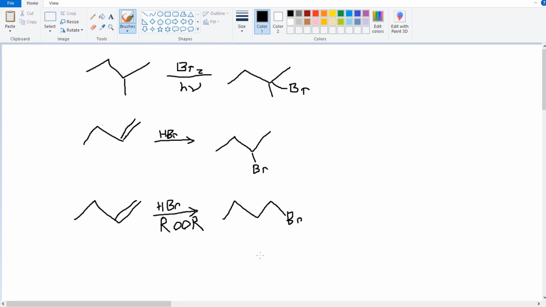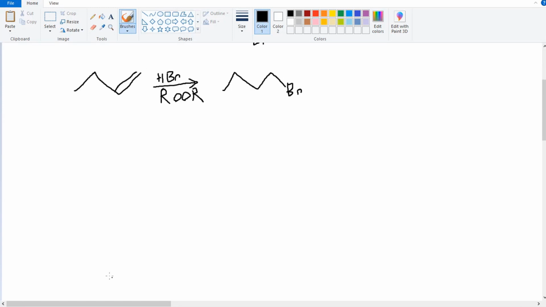But with NBS, you get something entirely different. Were you to react this same compound with NBS, what happens is it brominates the allylic position. The allylic position is the position next to the double bond, not the double bond itself. So the double bond itself remains.